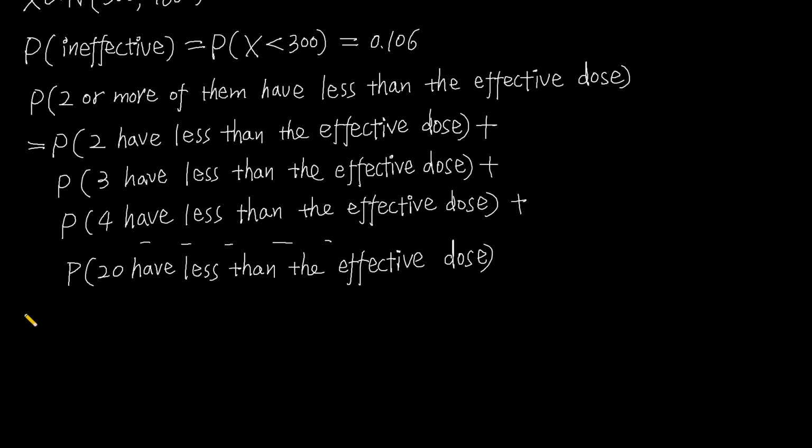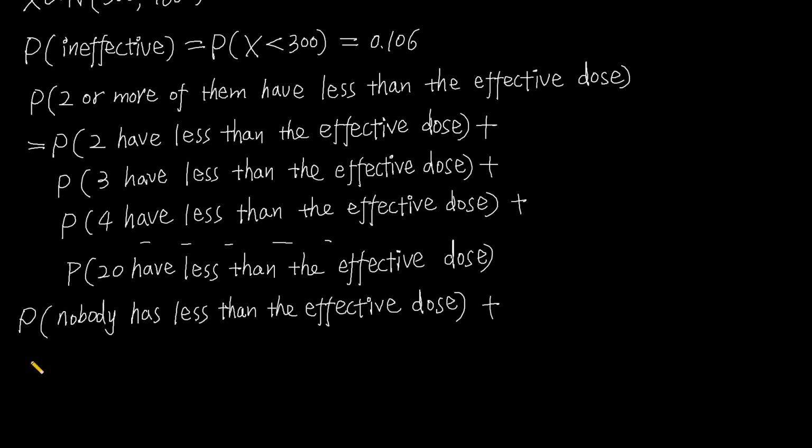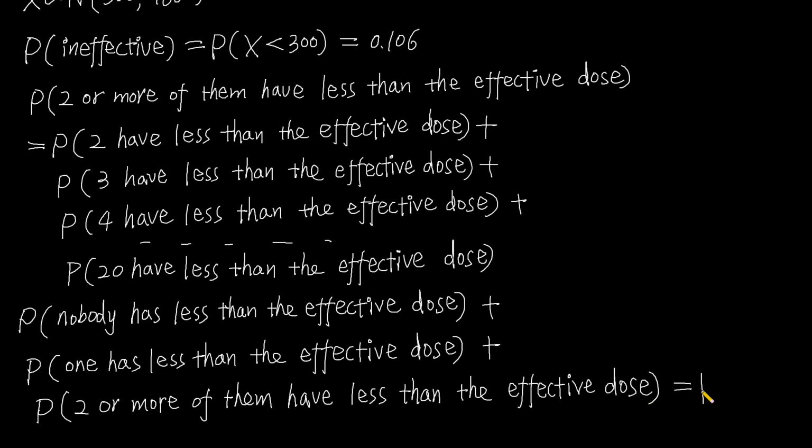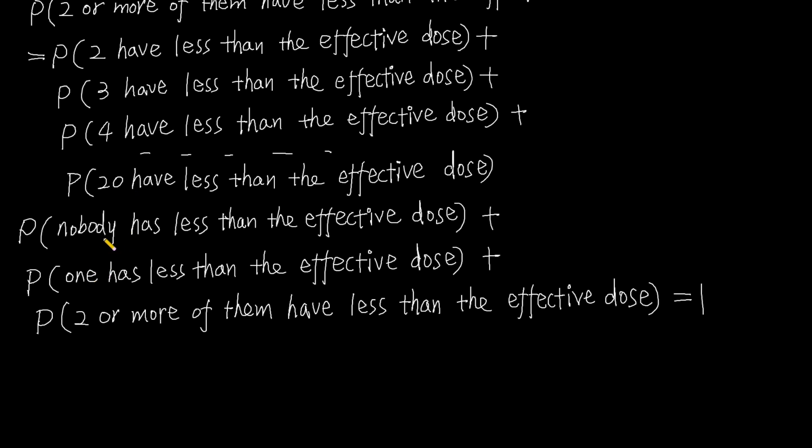We know that the probability that nobody has less than the effective dose, plus the probability that one has less than the effective dose, plus the probability that two or more of them have less than the effective dose, equals 1. So we can find the probability that nobody has less than the effective dose, and the probability that one has, and subtract these two probabilities from 1. Then we will get the probability that two or more of them have less than the effective dose.